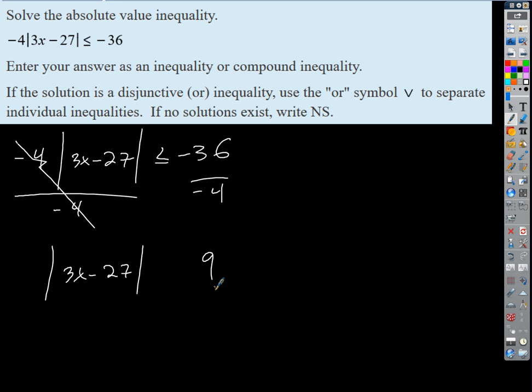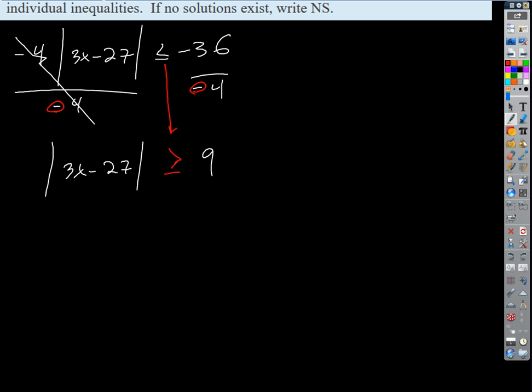Okay, but what do I have to do? I divided by a negative, so what's that mean? Gotta flip the sign around. Good, so the sign ends up being a greater than or equal to. So then this is like my u, isn't it? Here I've got something of the form absolute value of u is greater than or equal to some number, call it k.